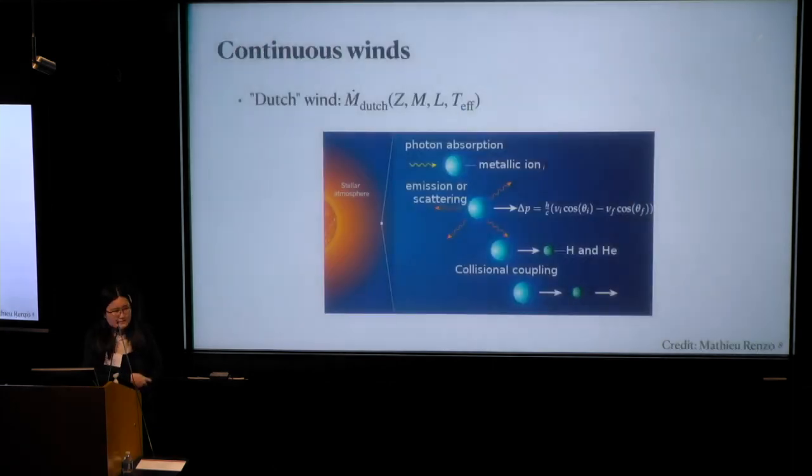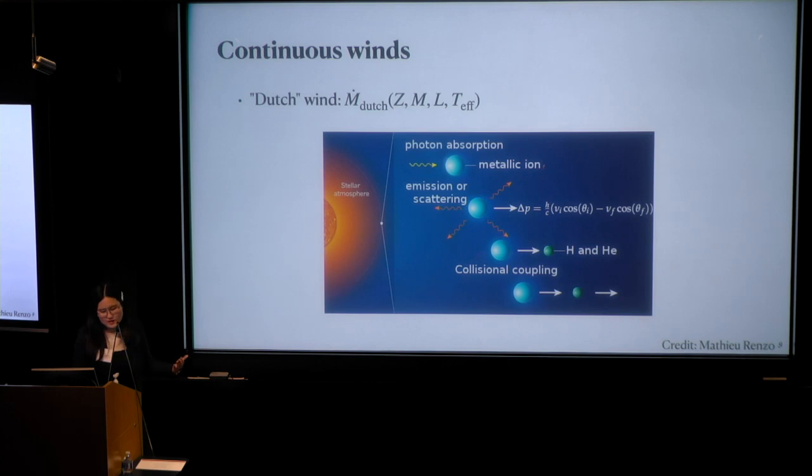The first type has been well studied already. The first type here in the MESA code is called the Dutch wind, because the authors are from the Netherlands. And the mass loss rate, m.Dutch, actually depends on a lot of variables: metallicity, mass, luminosity, effective temperature. And this model captures a line-driving wind mechanism.